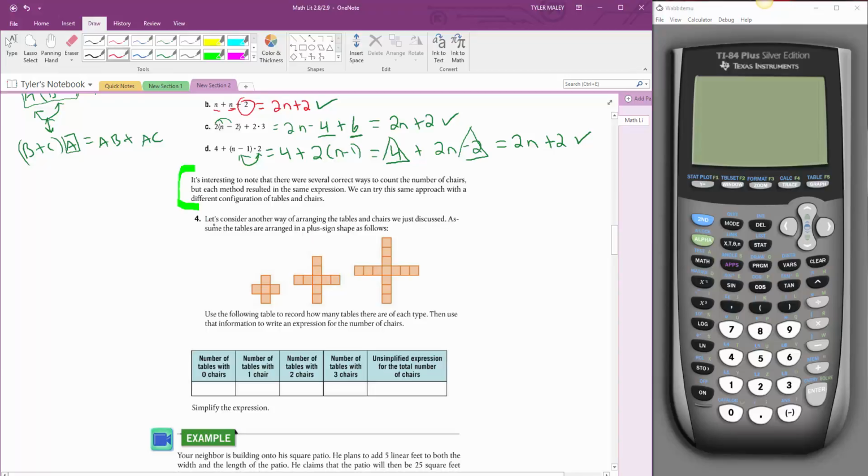Number 4 here says, let's consider another way of arranging the tables and chairs we just discussed. Instead of arranging them in a row as before, we're arranging them in this plus sign. It says use the following table to record how many tables there are of each type. Then use that information to write an expression for the number of chairs. So we have to think about this table and these expressions and how they're related. The table is trying to prompt us for this.